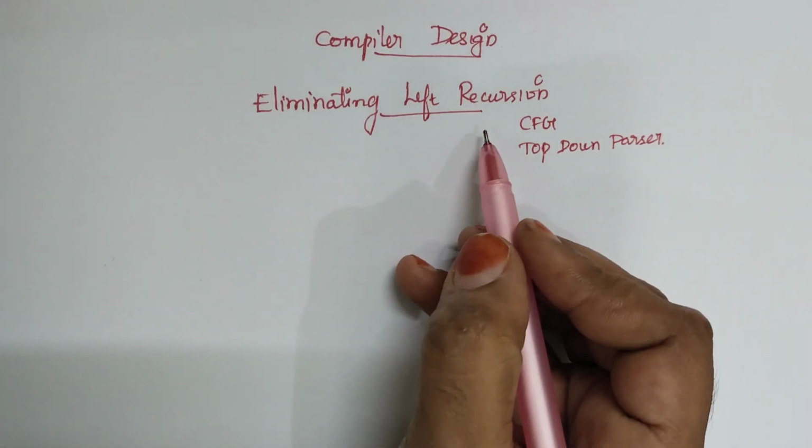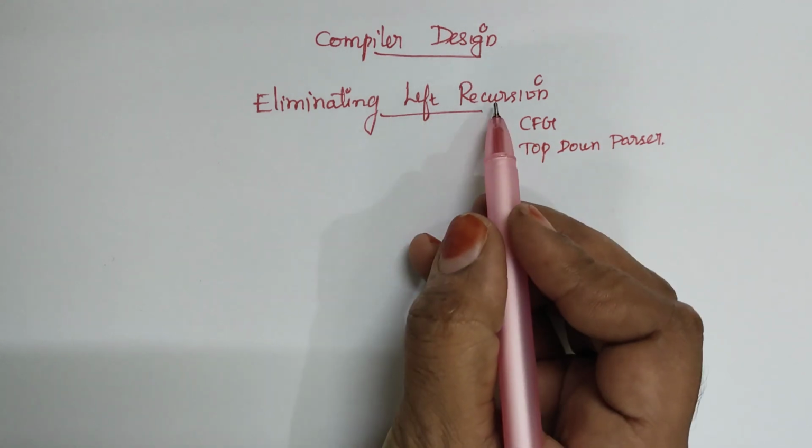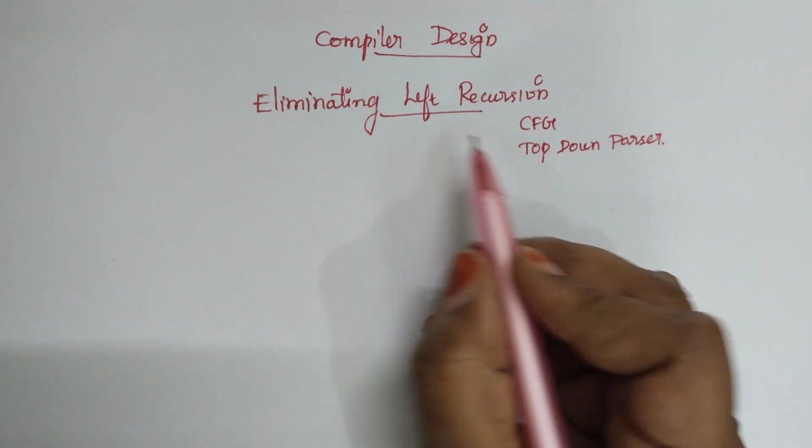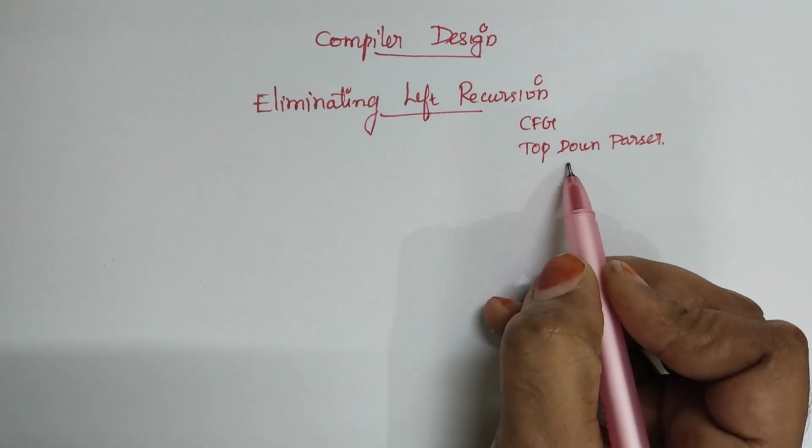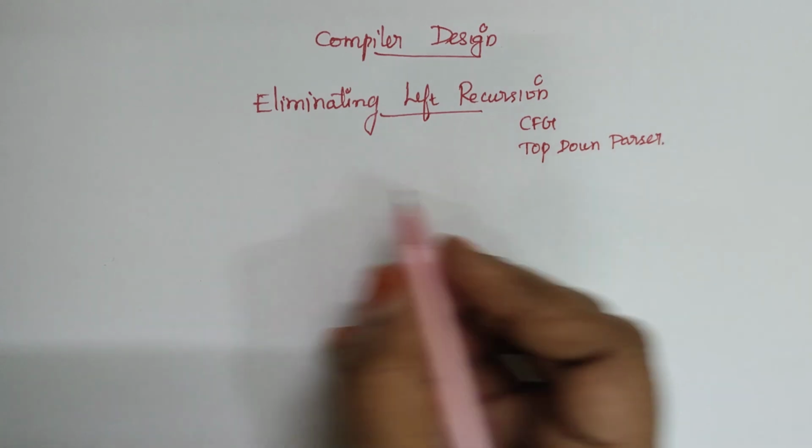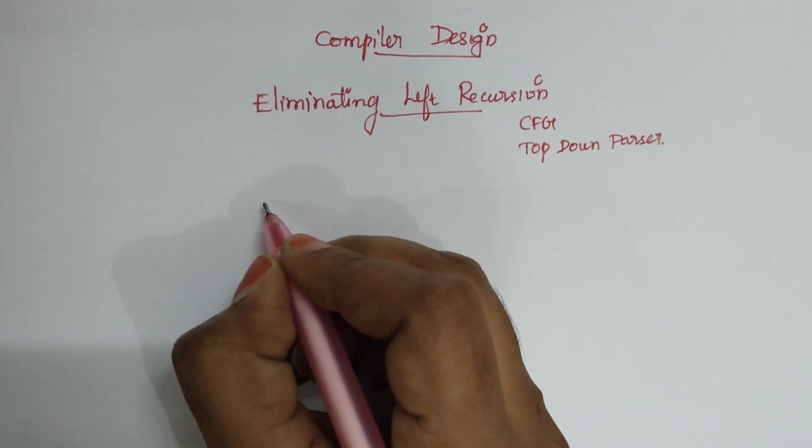In this lecture, I am going to teach you how to eliminate left recursion in the context-free grammar. It is one of the important steps in construction of top-down parser. Now we will see the general form.